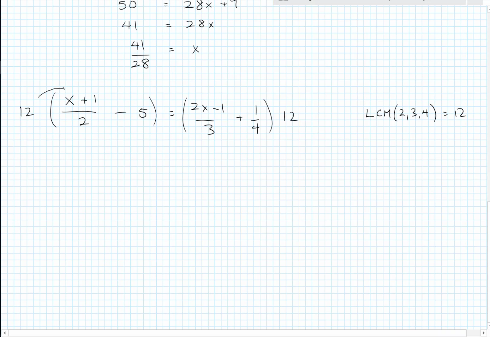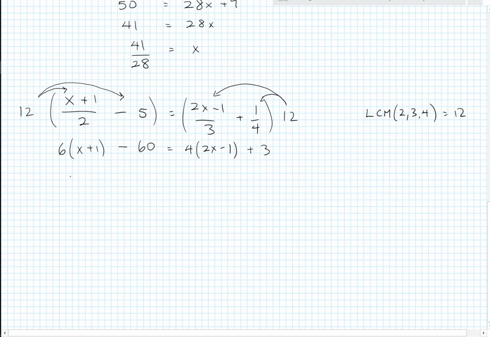So the first product we're going to do is 12 times (x plus 1) over 2, and then the second is 12 times minus 5. When you do that first product, the 12 divided by 2 becomes 6, and so you end up with 6 times the numerator, x plus 1. 12 times minus 5 is just minus 60. On the right, we have 12 times (2x minus 1) over 3 and 12 times a quarter. For 12 times (2x minus 1) over 3, do the division first: 12 divided by 3 is 4, so that leaves you with 4 times the numerator. And 12 times a quarter is just 3. All right, one line, no fractions. That's exactly what I wanted.